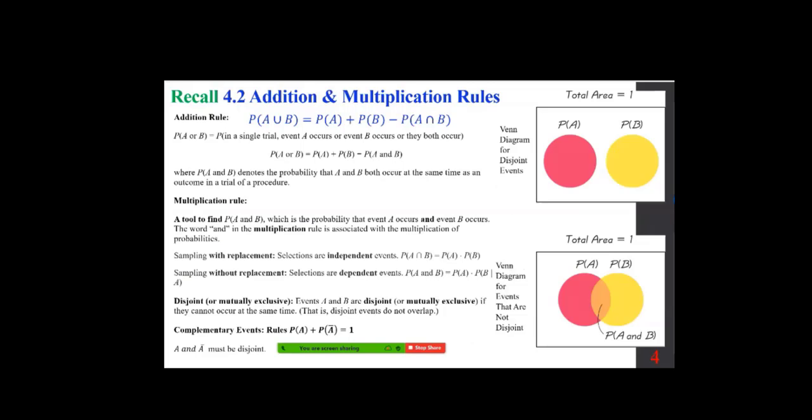Probability of A union B is probability of A plus probability of B minus the probability of A intersection B. And if the two events are independent, the probability of A intersection B is simply their product. If they are not, then the probability of A intersection B is the probability of A times the probability of B given A. So that's important to pay attention to.